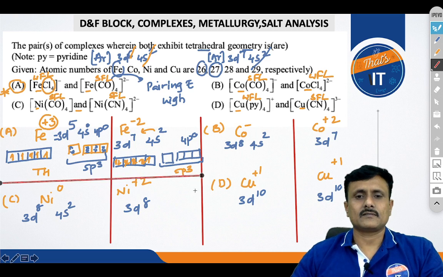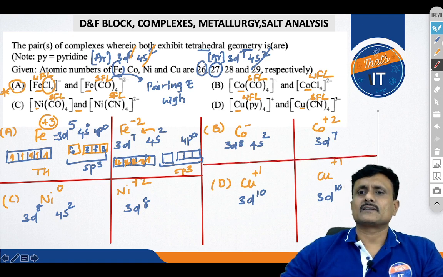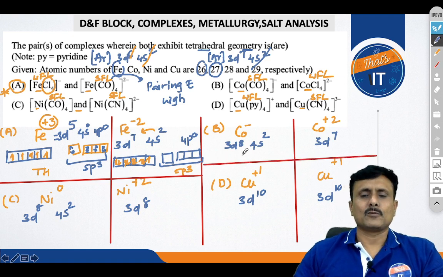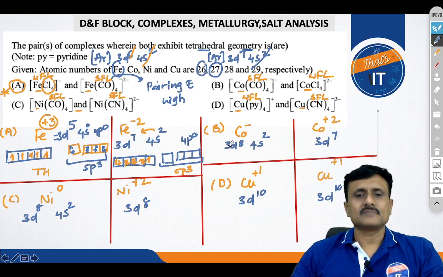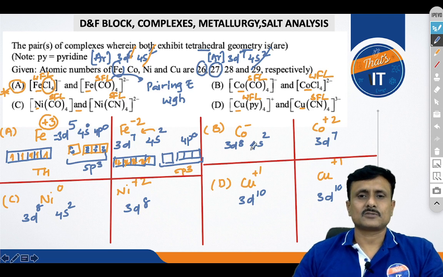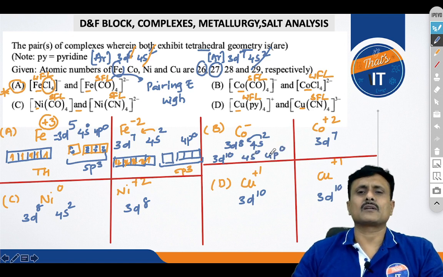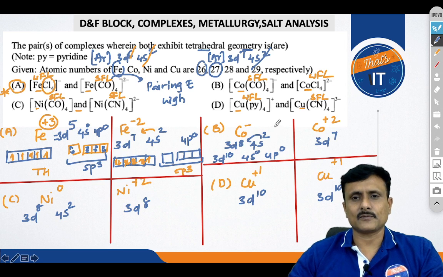Let's see the next one. Ni(CO)4, d8 and 4s2, you have to check the ligand. Here you can see it's a strong field ligand. So the strong field ligand will pair up the electrons, so this will become what? 3d10. After the rearrangement, 4s0 and 4p0. Once again the 4 orbitals are vacant, hence this is also sp3 hybridized.